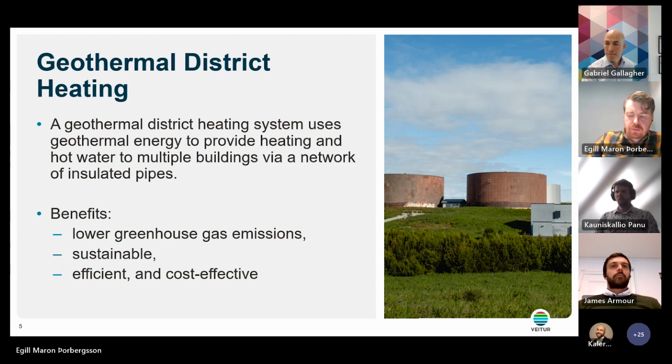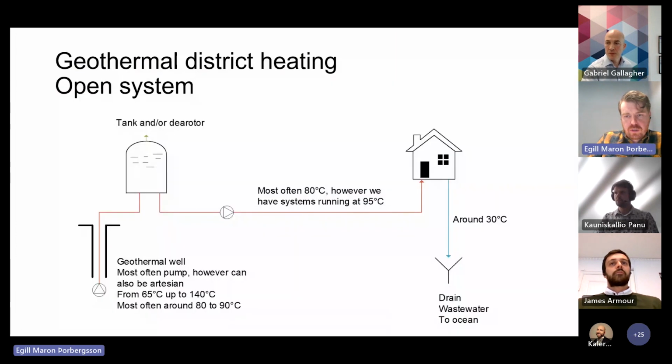Because this is a little bit different than how you usually run a district heating network, I wanted to show a very simplified diagram of how a geothermal system looks. So we have a geothermal well. Most often we have a pump in the well that pumps up the hot water, but we also have a couple of wells that are artesian, so the water just flows from the wells. Most often the temperature is around 80 to 90 degrees. We, however, have some wells that are quite low temperature, 65 degrees Celsius, while we also have quite high temperature wells up to 140 degrees Celsius.